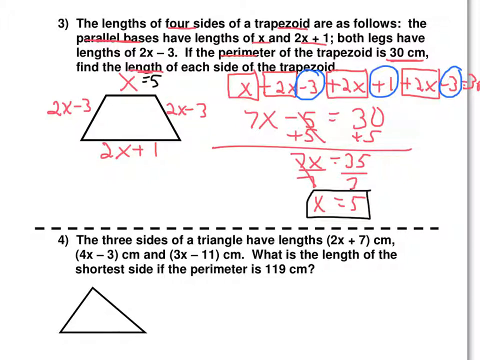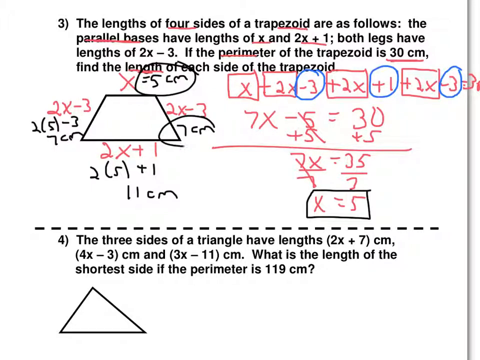So that side is 5 centimeters. And then these 2 sides, you would just substitute the 5 in. So you do 2 times 5, which is 10 minus 3. So these are 7 centimeters. So this one's 7 and that one's 7. And then you do 2 times 5, which is 10, plus 1. So that would be 11 centimeters. So you have 3 answers. You have 5, 7, and 11. All right, let's do 2 more.